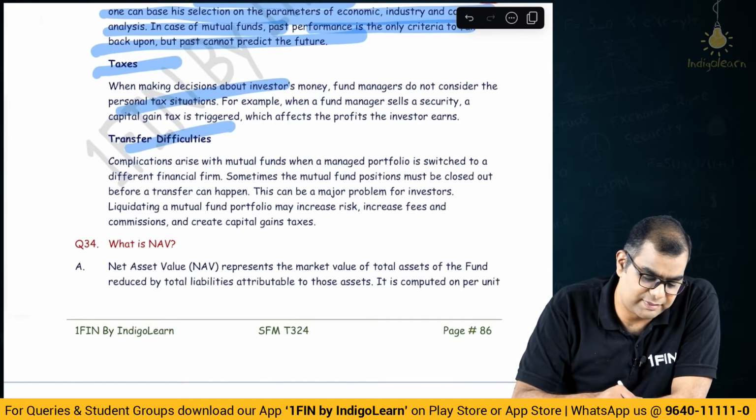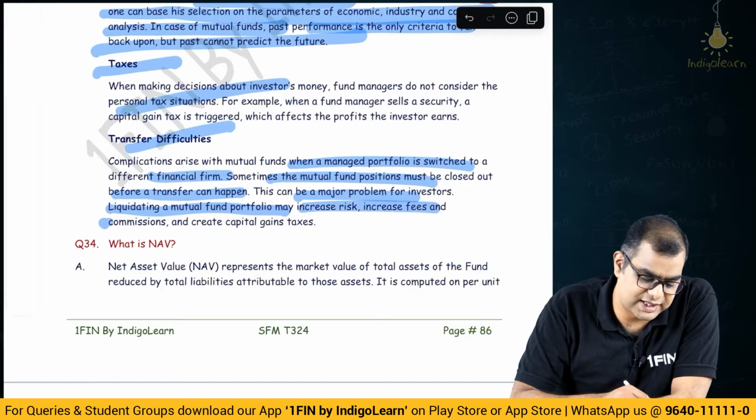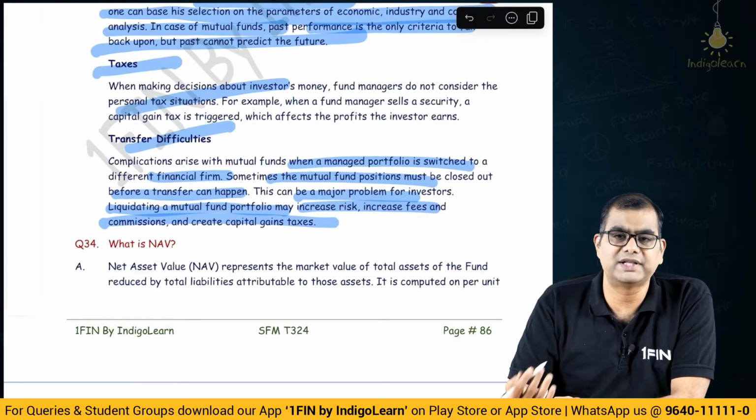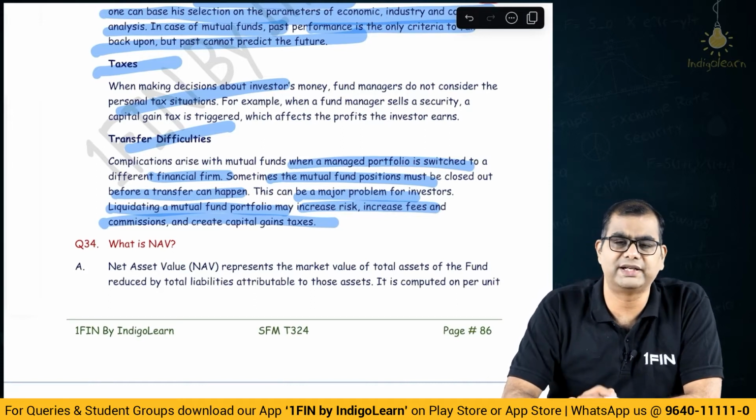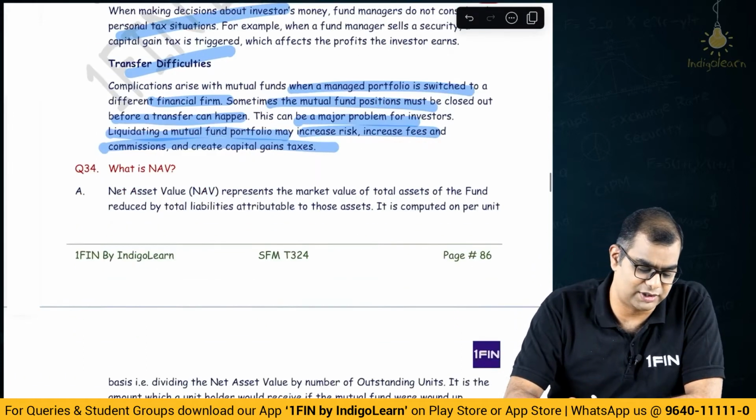Then transfer difficulties. Complications arise in mutual funds when a managed portfolio is switched to a different financial firm. Sometimes a mutual fund position must be closed out before the transfer can happen. This can be a major problem for investors. Liquidating a mutual fund portfolio may increase risk, increase fees and commissions, and create capital gains taxes. Sometimes there will be transfer issues also, but these days these have come down largely. These days we don't see any transfer issues. Earlier, quite some time ago, that was there.